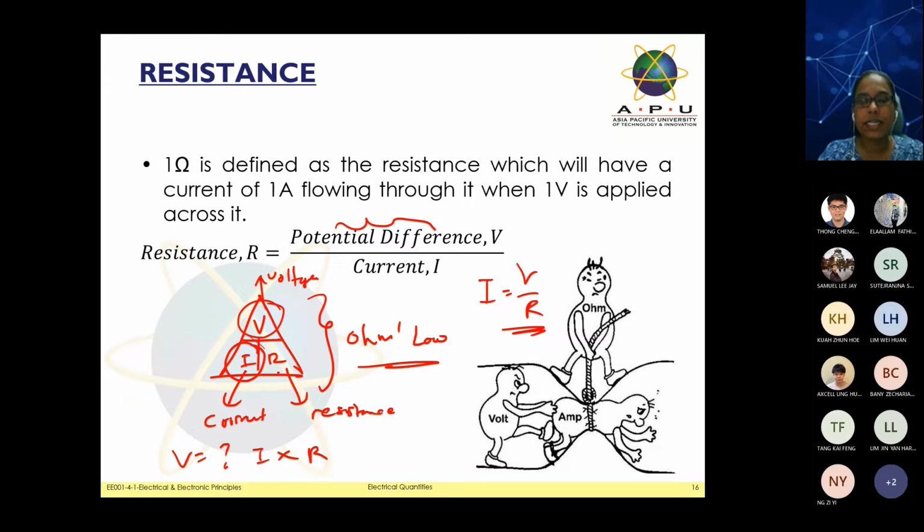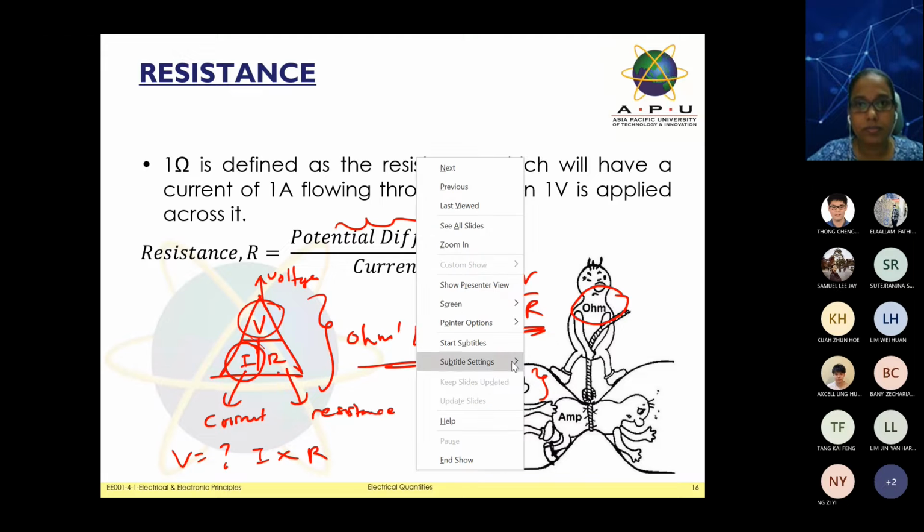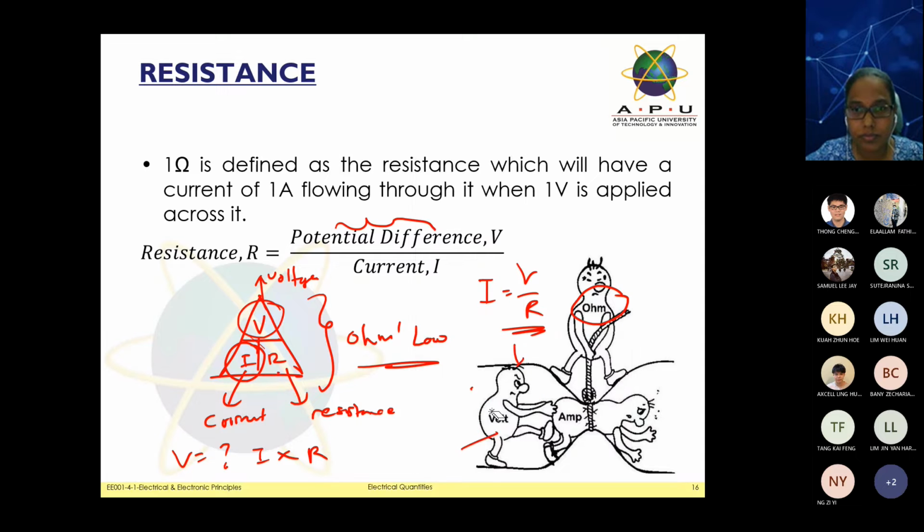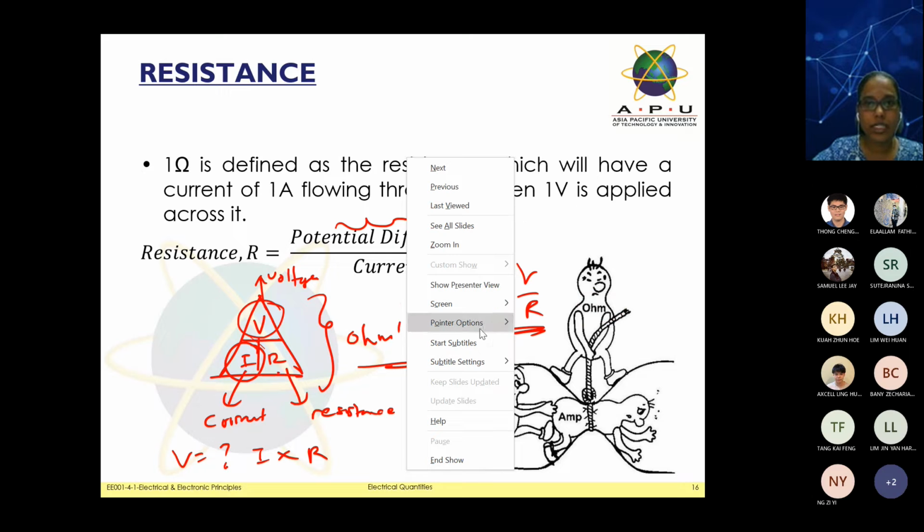Based on this diagram, you can see a person here, the road that has ohm. The second one, you can see a second person with an angry face, which is defined as volt. At the same time, you can see the ampere, struggling to move through the hole, where it's tied up by the ohm. From this image, let me erase first.